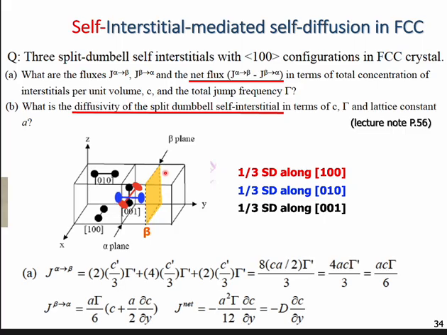Okay. So next, I try to formulate J alpha to beta, as long as I get the flux of the split dumbbell from alpha to beta. Then I can use the same trick to formulate beta to alpha in terms of the concentration part. So let's try to formulate the flux from alpha to beta. So the first one I will focus on is the split dumbbell along 100, the red one.